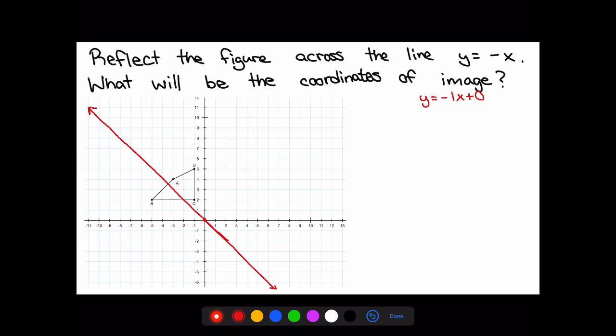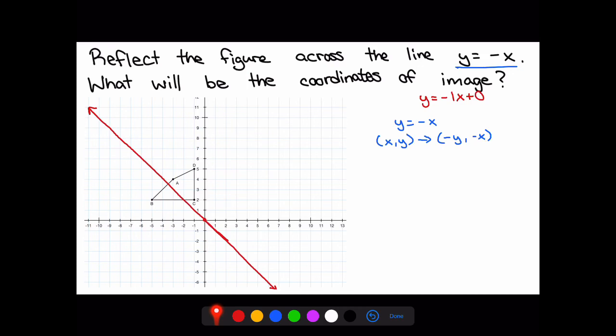Now, when we do this, we have a very special rule for this, and this rule will help us in solving for these points very easily. Our rule for the line y equals -x is that x, y changes to -y, -x. So not only do they flip spots, but they also are both negated. They also are both multiplied by a negative.